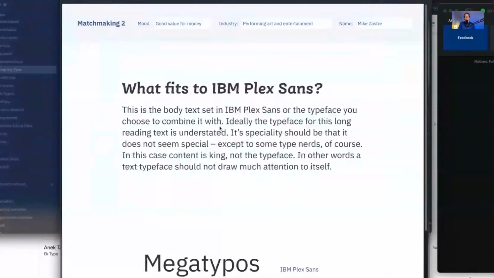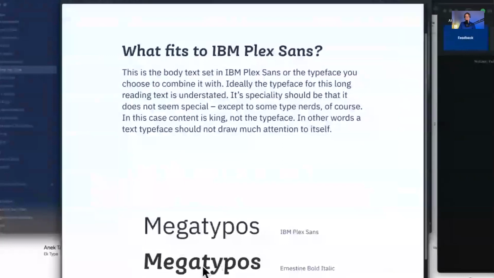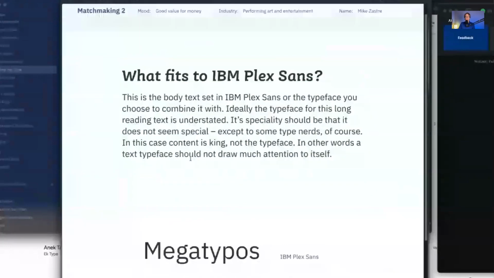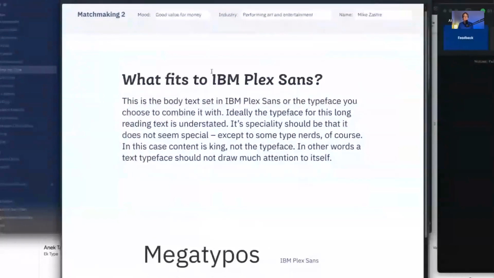Next one would here be, this is more or less of an almost upright italic. It seems to be, because it's very slightly angled. Ernestine bold italic. The mood would be good value for money, again, performing arts. And yes, these are all very contrasting as well. What I like is that the serif here, from the uppercase I, it's a crazy serif, isn't it? On the left side, on the right side, it's a bit weird, but it kind of fits together in this way.